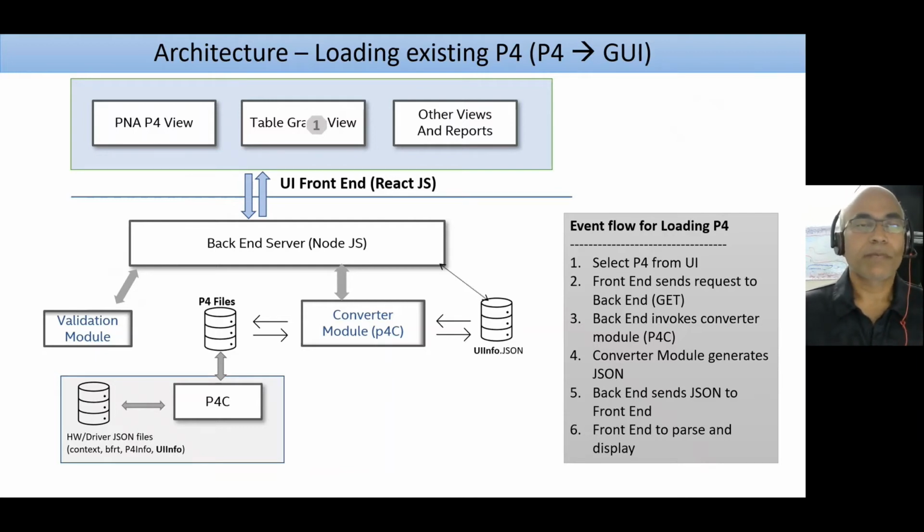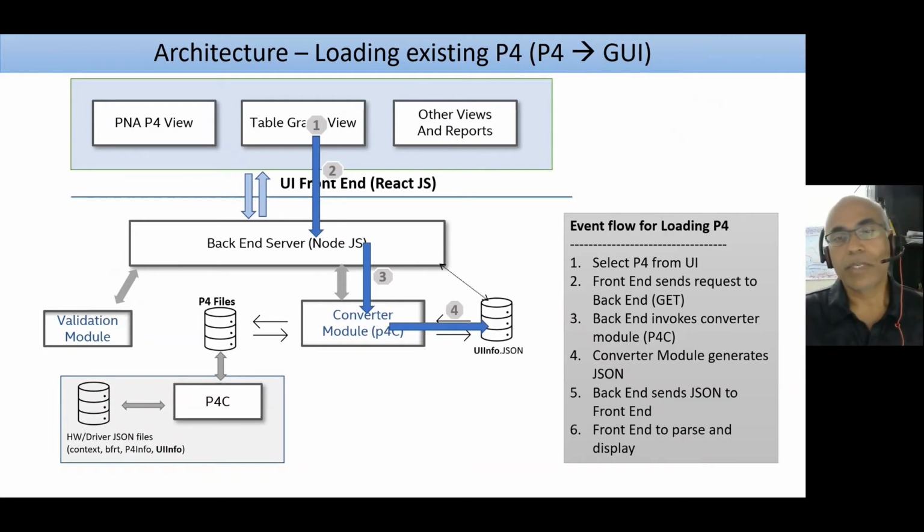We select P4 file from the front end and send it to the backend. Backend picks up all the relevant P4 files and converts them into intermediate notation. So it uses P4 compiler for that. We're using JSON as intermediate notation. This is used to restore P4 structure as well as load UI elements.